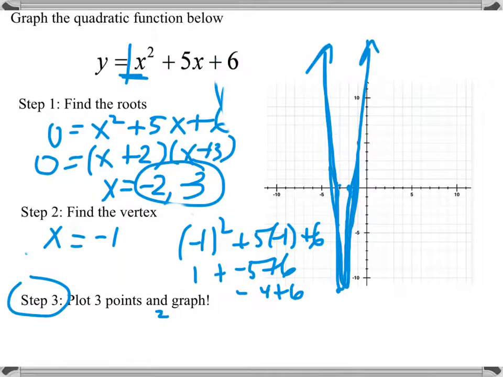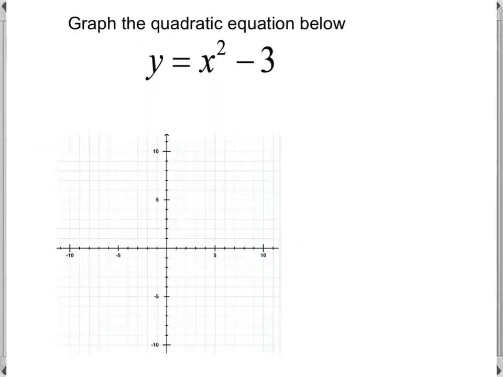Okay, now I'm sort of limited by my resources because I can't really zoom in on my graph, but remember I found my vertex, then I can find my line of symmetry, then anytime I find a point in the right hand branch, I can use the line of symmetry to find the point in the left hand branch. Okay, now I'm just going to graph one more quadratic equation.